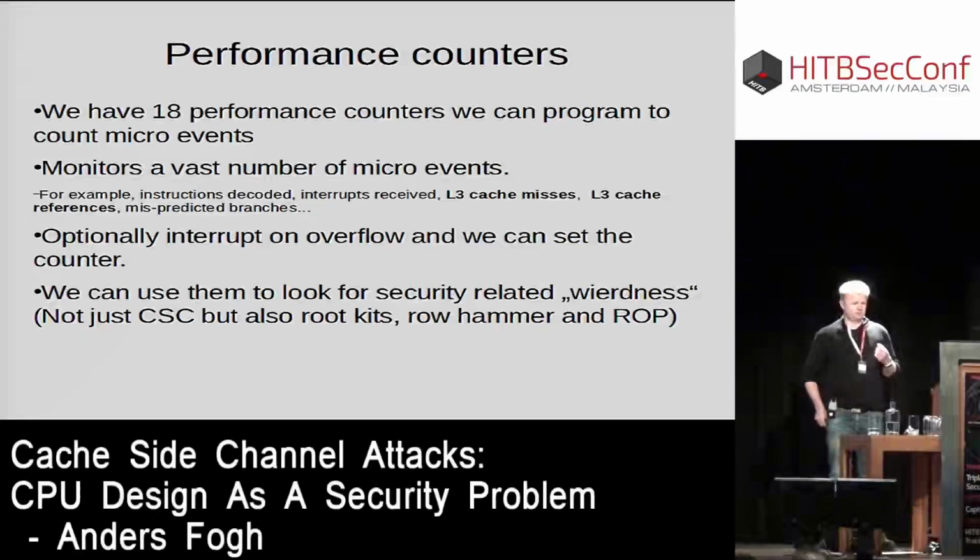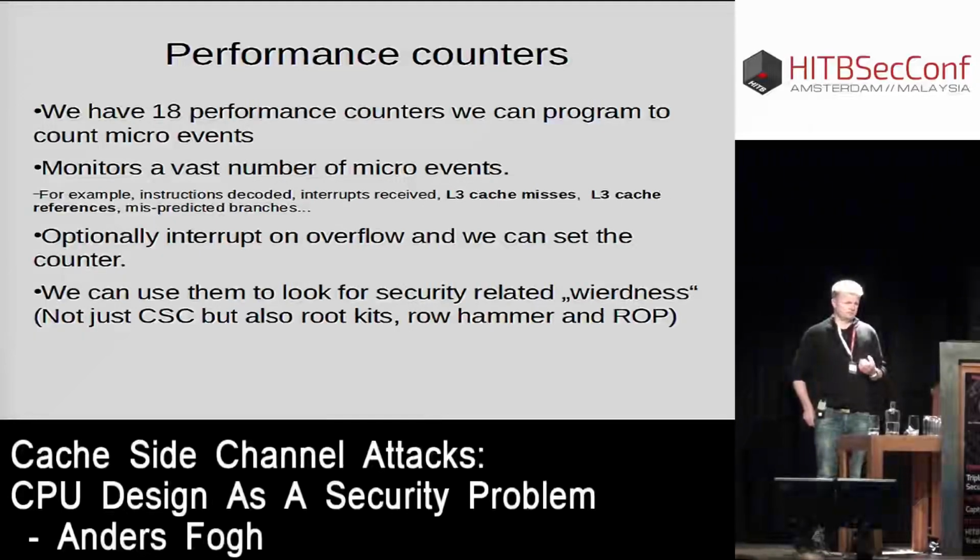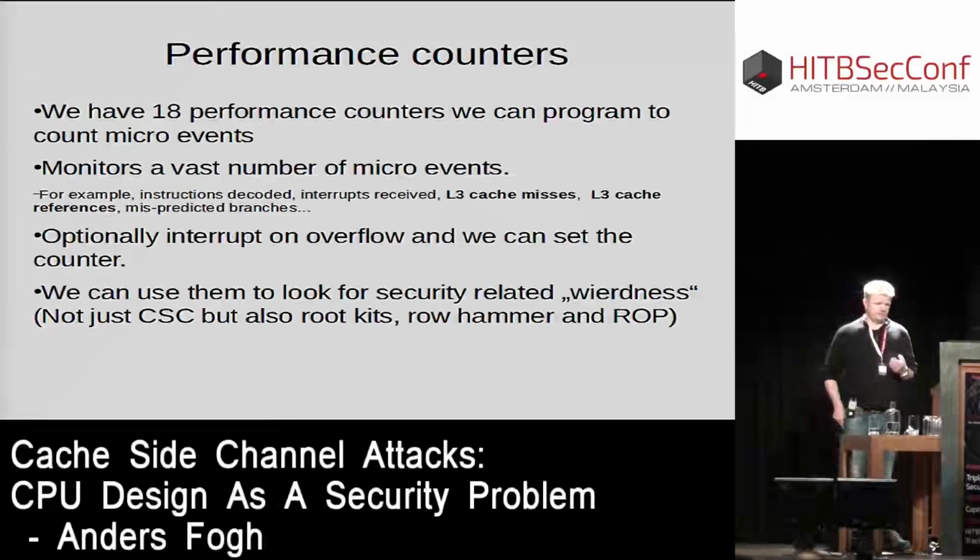Also, you can optionally get an interrupt when the counter overflows, and we can actually set the counter as well, which allows us to get an interrupt on any instruction that causes these events. This has two effects. We can use this to keep track of how many cache misses arrive in a particular time segment, and we can get an interrupt and actually analyze the instructions that cause these events. We'll use both these methods to detect different kinds of side channel attacks in a moment.